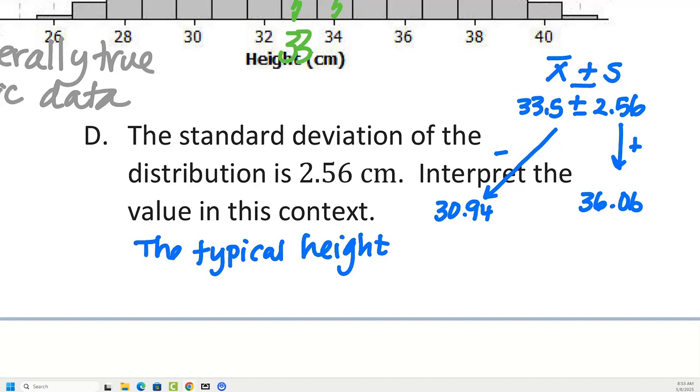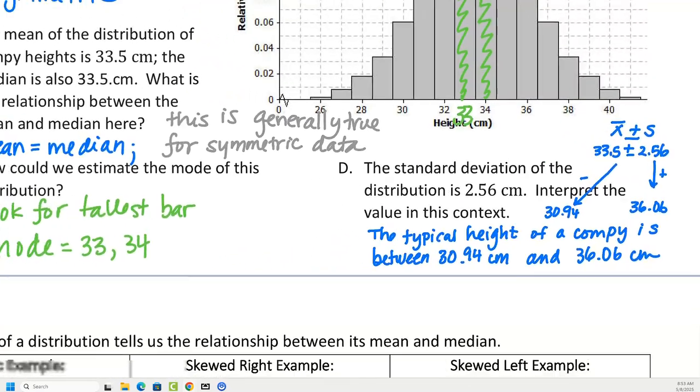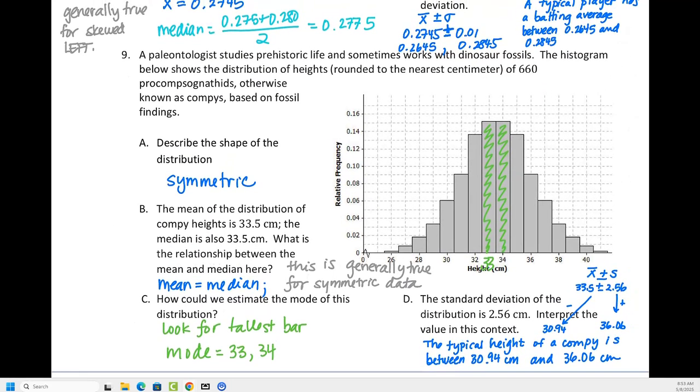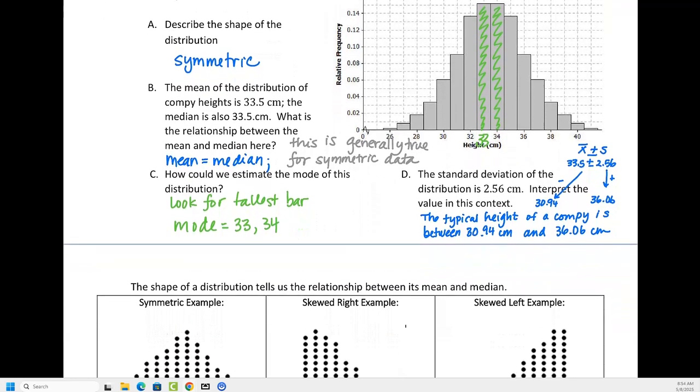So the typical height of a compy is between 30.94 centimeters, so 31 centimeters, and 36.06 centimeters. Okay, they're very small.